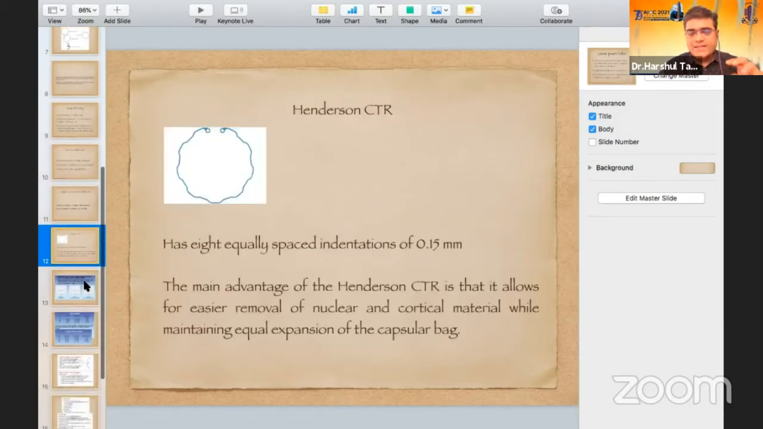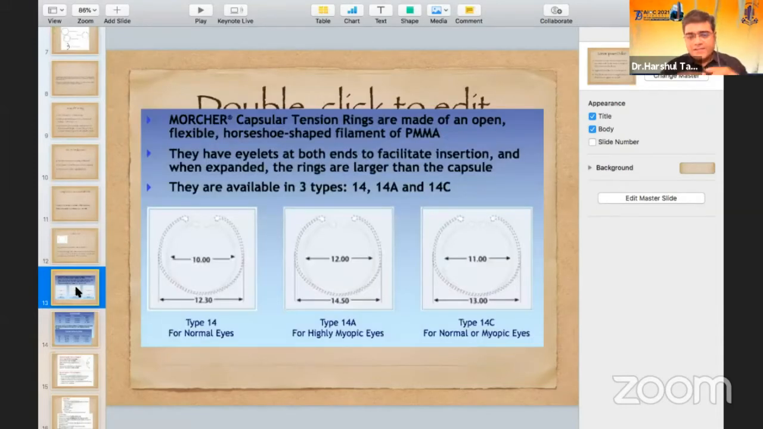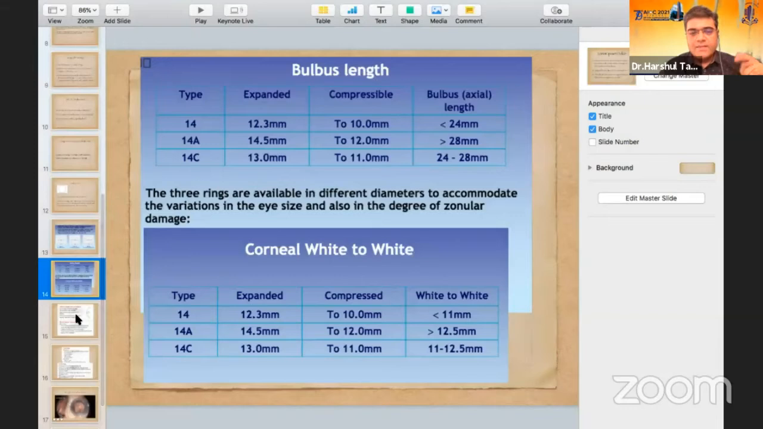So this is the Henderson CTR. As I said, it has 8 equally spaced indentations. The only advantage over the standard CTR is that it allows easier removal of the cortical matter. The CTR ring comes in 3 sizes. In the typical normal eye, we use the 12 by 10. That's the uncompressed and compressed diameter of the ring. For a highly myopic eye, we use the 14 by 12 millimeter size of the ring.